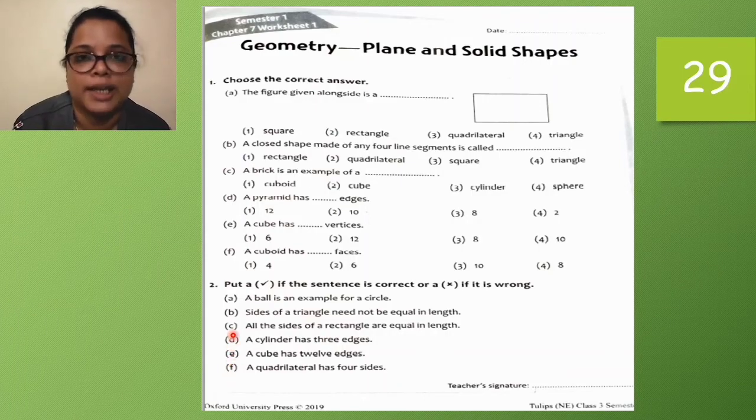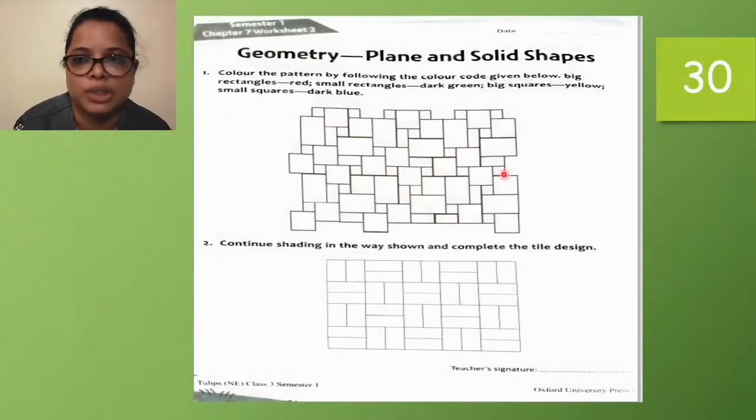Now the next page, that is page number 30. You'll have to keep these colors ready with you: red, dark green, yellow and dark blue. Here again you can see the date. Just write down today's date here. Now what they have told you is to color the pattern by the following color code given.